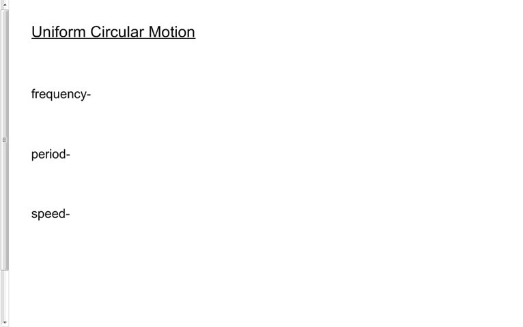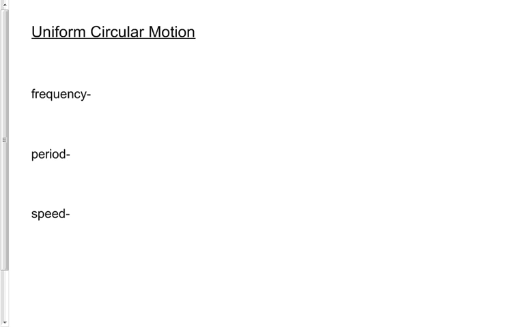Yesterday we defined two new terms in the context of uniform circular motion. Uniform circular motion, by the way, is circular motion in which the object moving in the circle is moving at a constant speed. Not a constant velocity, the direction is changing. Constant speed, the magnitude of the velocity remains the same.